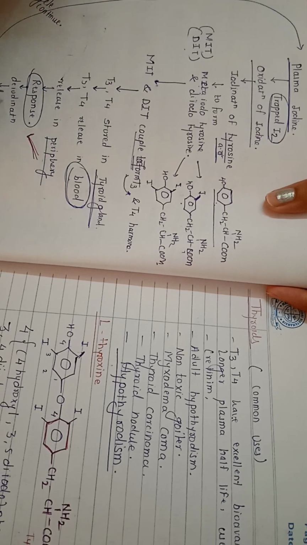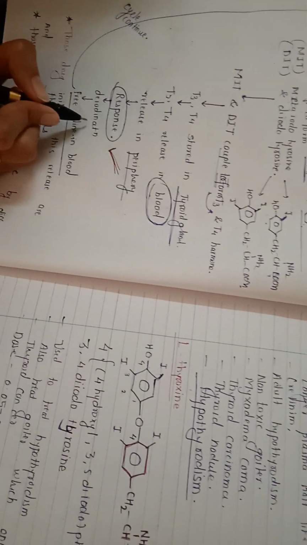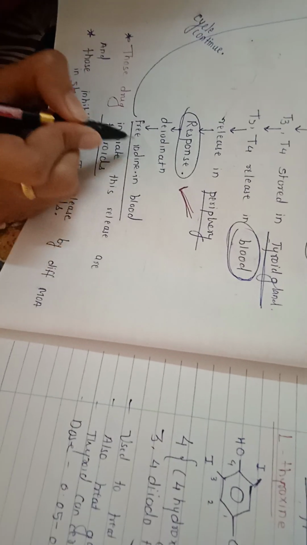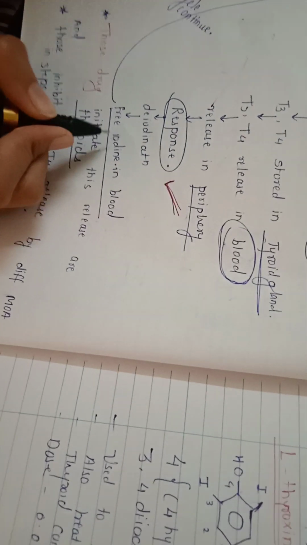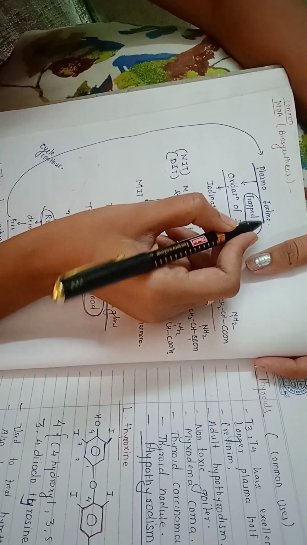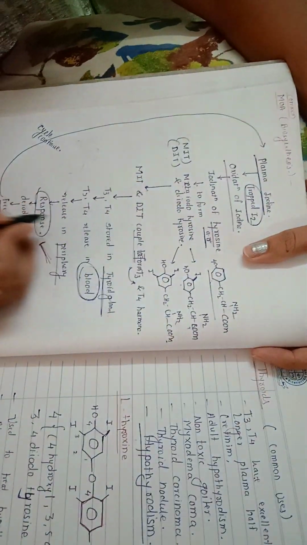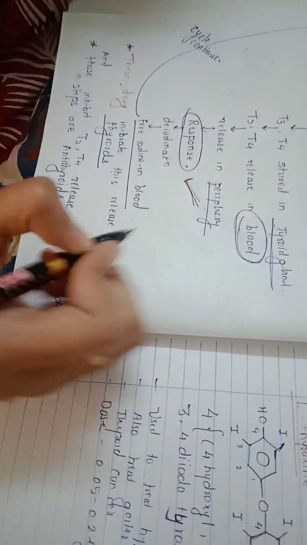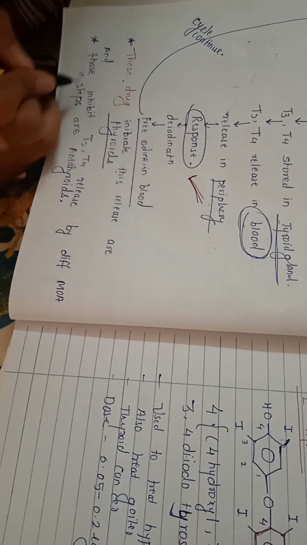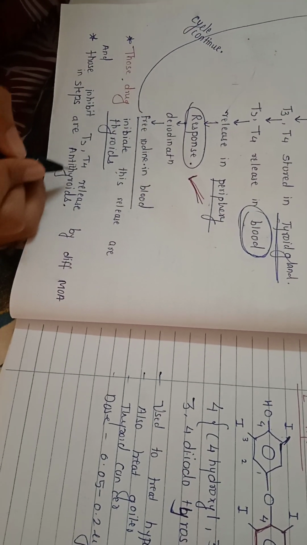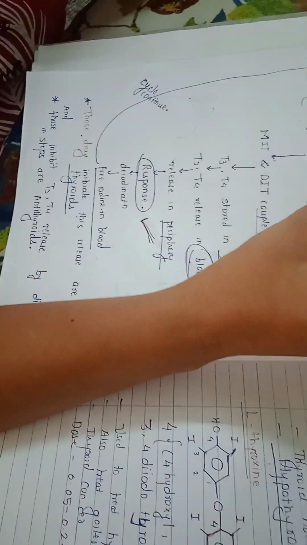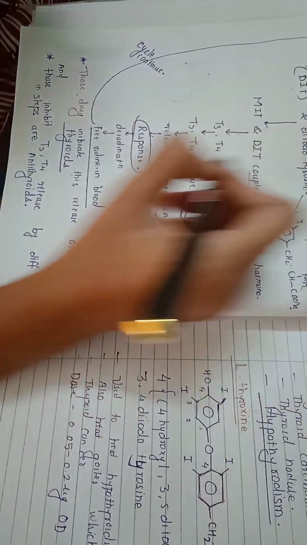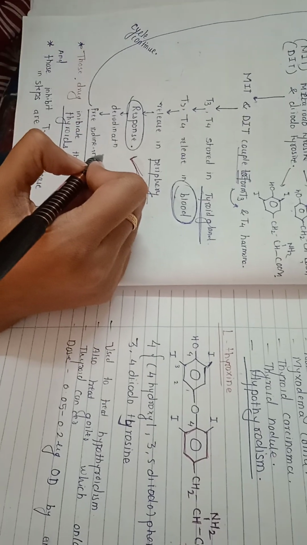After response, there might be chances of deiodination of this T3, T4, which yields the free iodine, and this free iodine is again absorbed in our plasma, which is again going to be trapped, meaning this cycle continues, which shows the thyroid action. Now, those drugs which initiate this release are the thyroids, and those which inhibit the release of T3 and T4 by interfering with this mechanism are the antithyroid drugs.